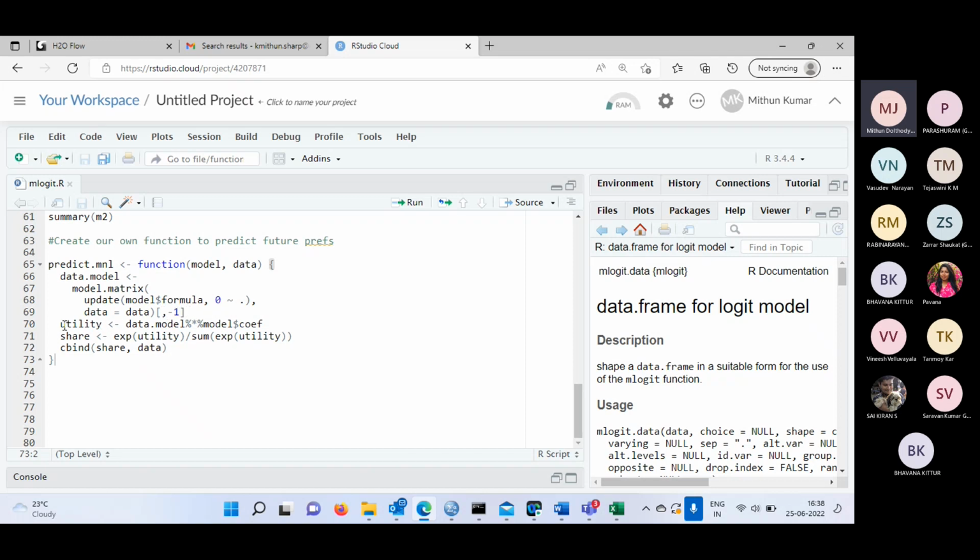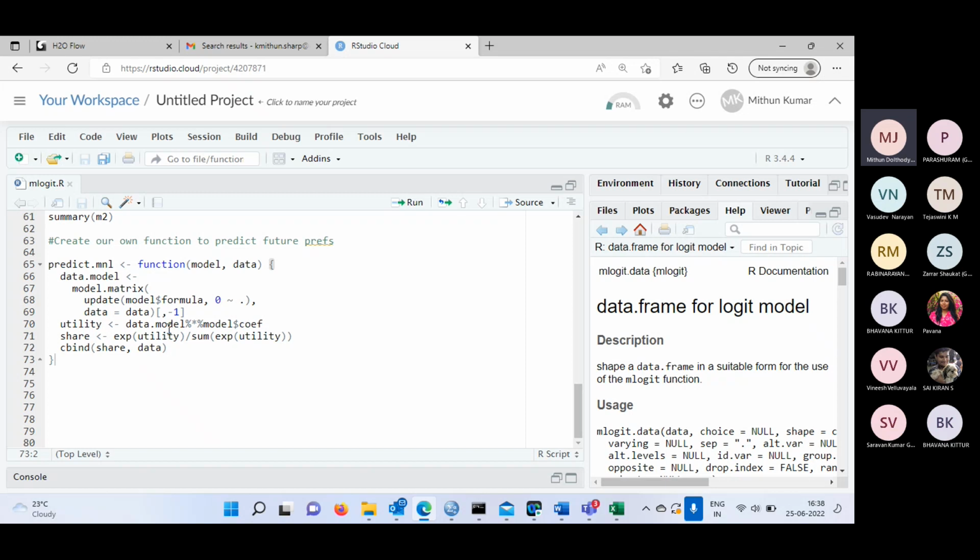So here, utility is what I want. This is data.model, which is nothing but the fresh data. The percentage star percentage operator is used to multiply with the model coefficients. So when you multiply the coefficients with the data, you'll be generating the utility score. That is the first, intermediate step. But we are not really so interested in the utility score. We are more interested in the market share.